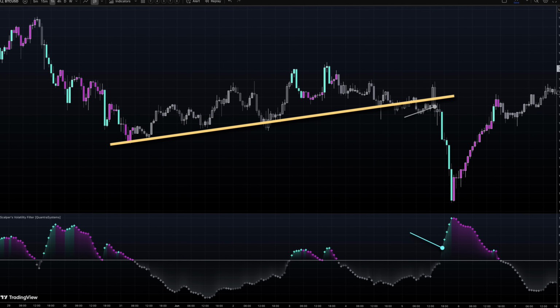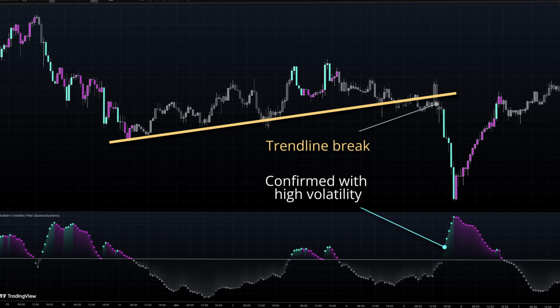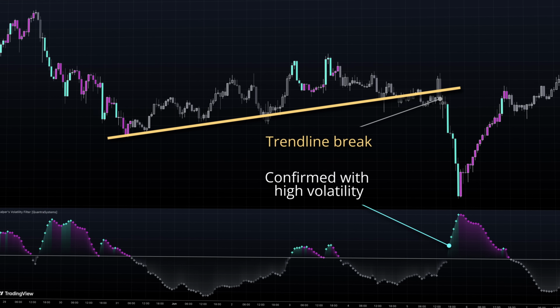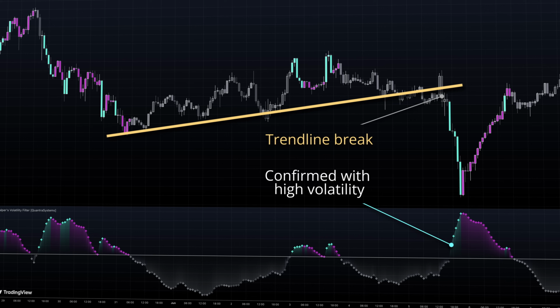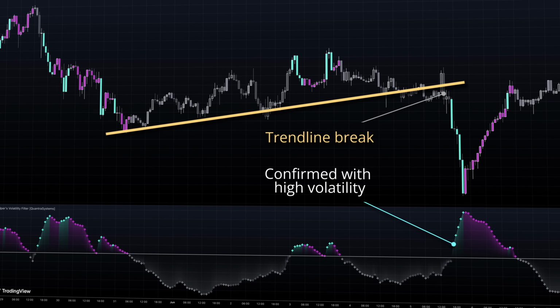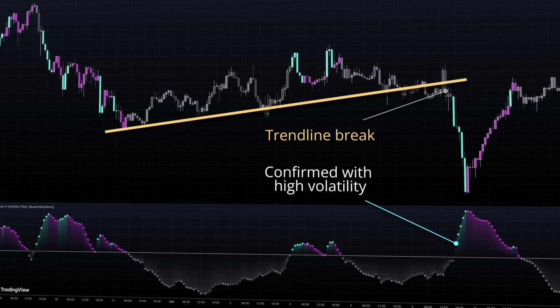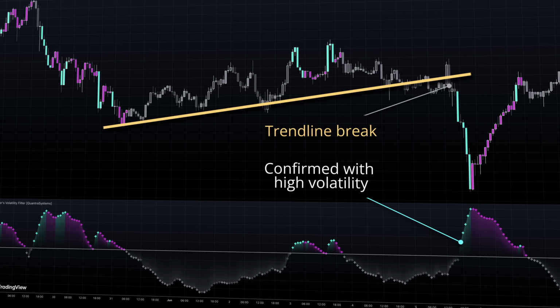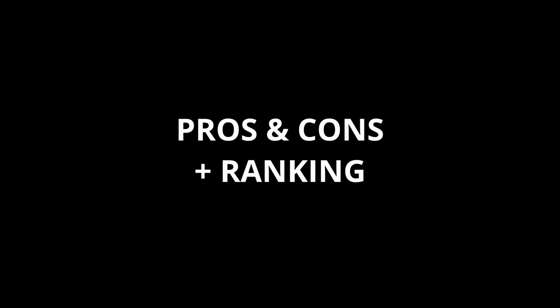Strategy applications include using volatility spikes as entry signals for breakout trades, avoiding trades during low volatility periods to prevent whipsaw losses, and combining with other indicators for confluence-based setups. The multiple time frame capability allows traders to align volatility conditions across different chart intervals.